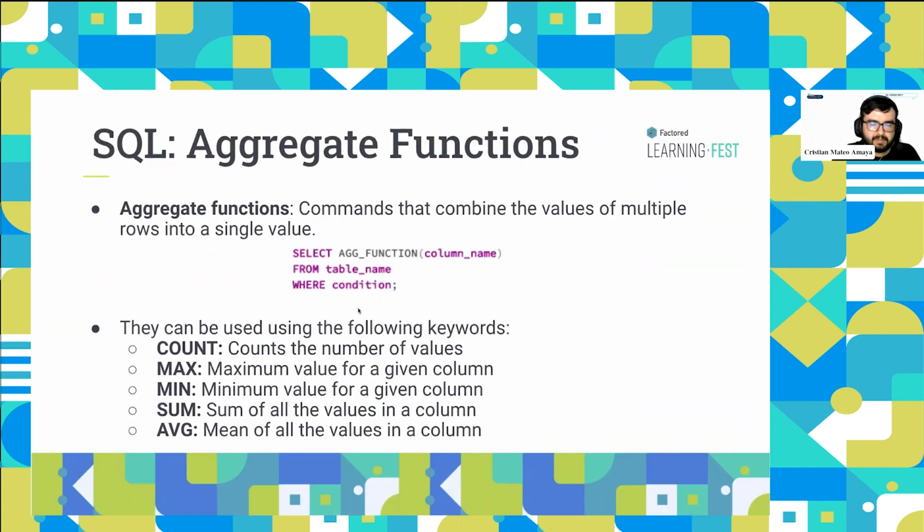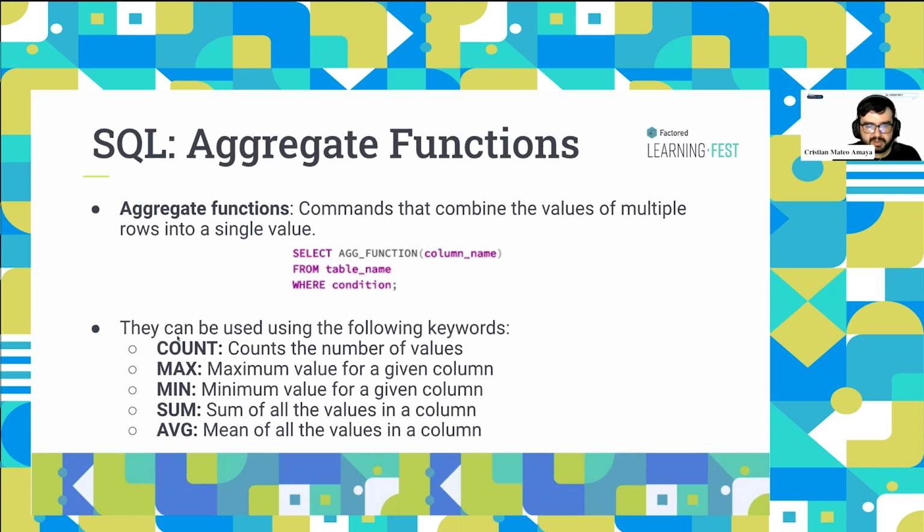And these are very important. These are the aggregate functions. These are commands that help us combine the values of multiple rows into a single value. You use an aggregate function, you put the parentheses, and you put the column name in between, and you can use it alongside the where condition, for example.